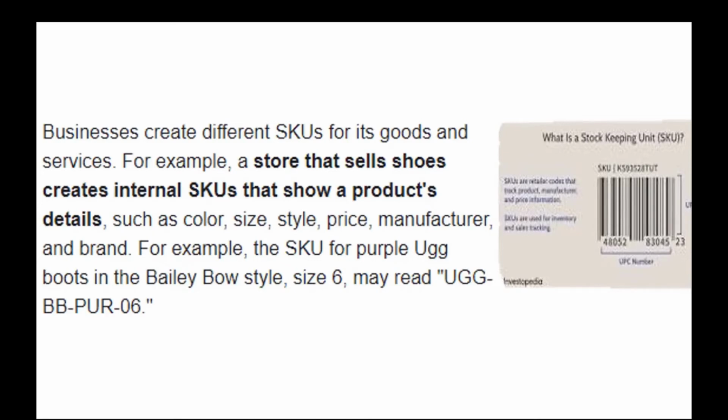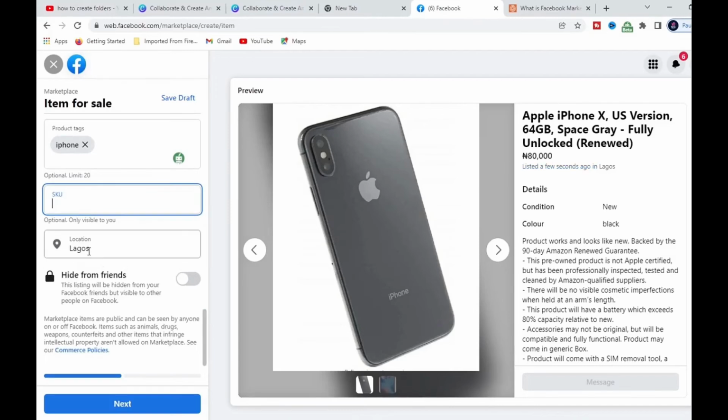For example, a store that sells shoes creates internal SKU that shows a product details such as color, size, style, price, manufacturer, and brand. For example, the SKU for purple Hug boot in the Bailey bow style, size 6, may read Hug BB PUR 06. Then location, you can choose the location where you are and the people you want to sell your goods to. So I'm in Lagos and I want to sell my goods to people who are in Lagos.